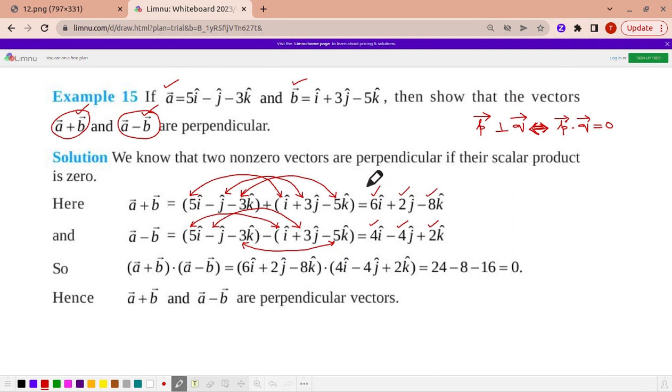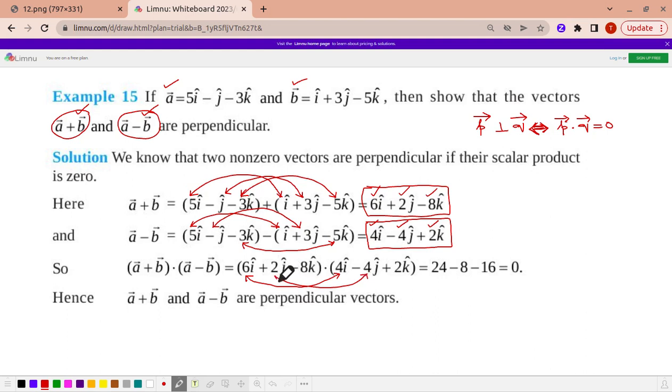So we have two vectors. One vector is 6 i cap plus 2 j cap minus 8 k cap, and the second vector is 4 i cap minus 4 j cap plus 2 k cap, and we need to show that these two vectors are perpendicular. So for that, you will make a dot product of these two vectors, and dot product, we know when the vectors are represented in the component form, it is the product of their corresponding i cap coefficient, then j cap coefficient, then k cap coefficient, and their addition.